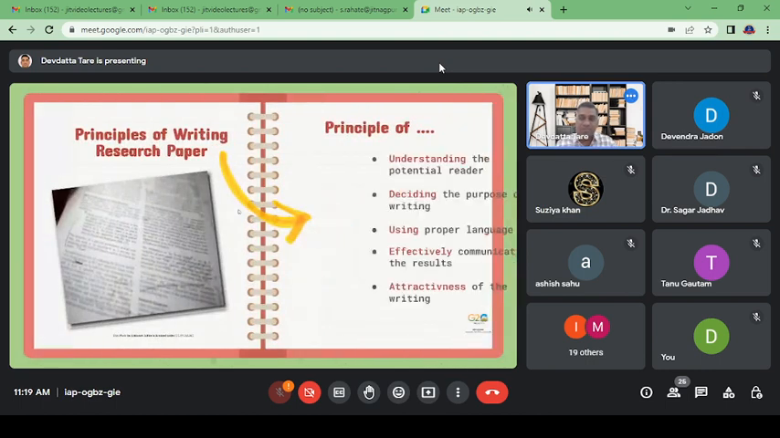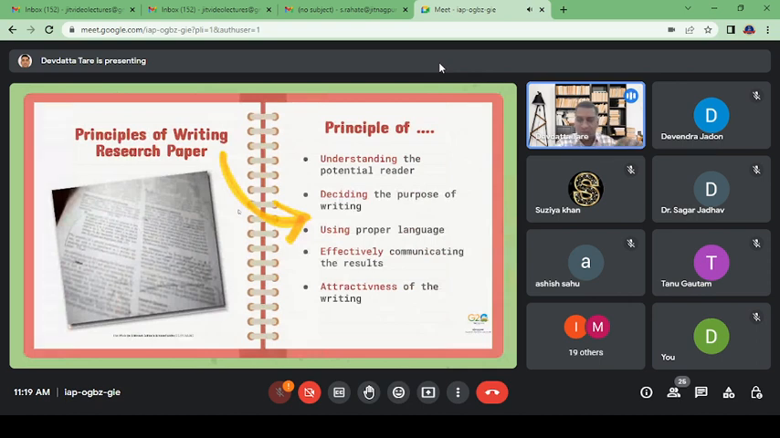Now, I told you what a research paper should have, what the nature of a research paper is. But what are the principles or the guidelines? Roughly, I'm saying, these are not written anywhere that you have to conform to these guidelines. But roughly, we have these principles which we follow to write a research paper in an effective way. First, understanding the potential reader. For whom you are writing this research paper should be very clear in our mind. For whom we are writing.